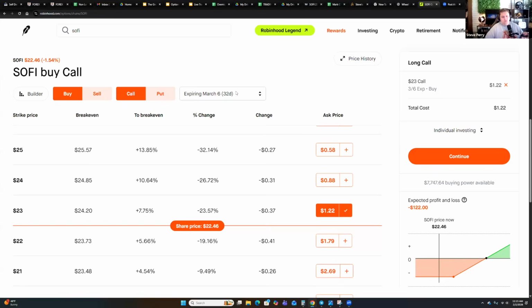Okay. So time is money, right? So this is 32 days out. It's going to cost me more to buy that. Now watch what happens, let's leave the expiration out for 32 days from now. Let's go ahead and remove this.